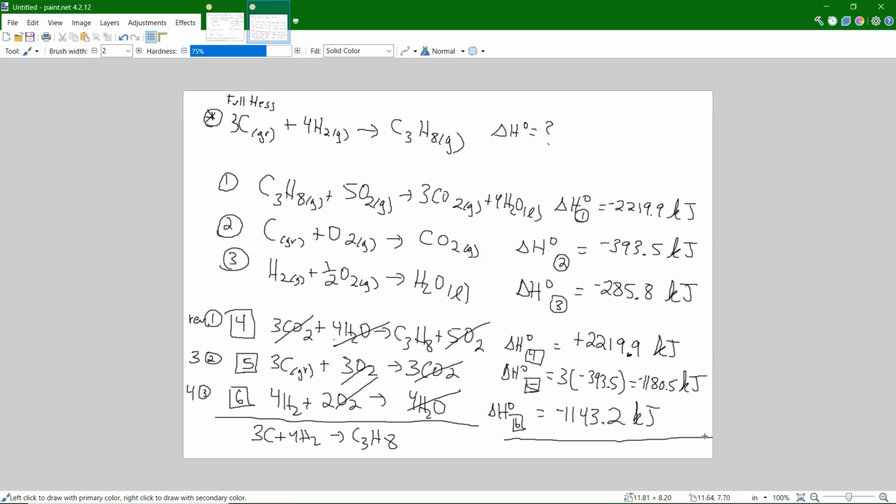So 2219.9 plus negative 1180.5 plus negative 1143.2 is minus 103.8 kilojoules, which becomes minus 104 kilojoules. And that is how you use a full Hess's law question. That's a lot of work, I know, but that's what you sometimes have to do.